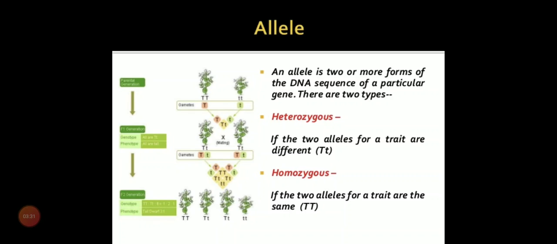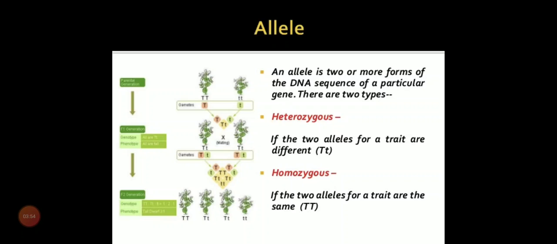Allele is also a term which comes up many times. An allele is one of two or more forms of the DNA sequence of a particular gene, right? Alleles may be heterozygous or homozygous. If two alleles for a trait are different, suppose I am writing capital T small t, it means these two alleles for a trait are different.